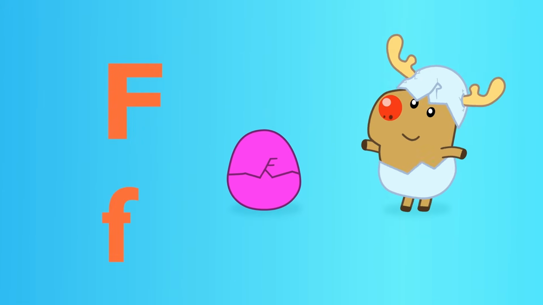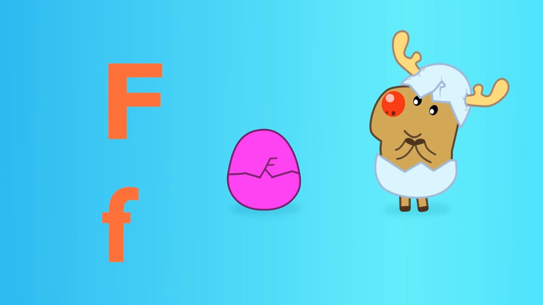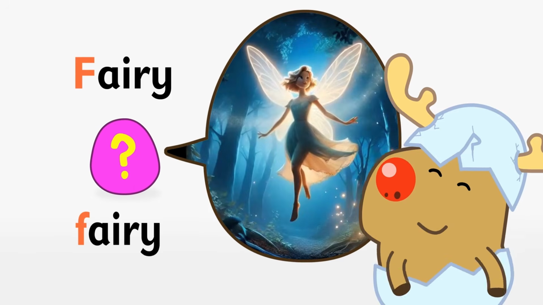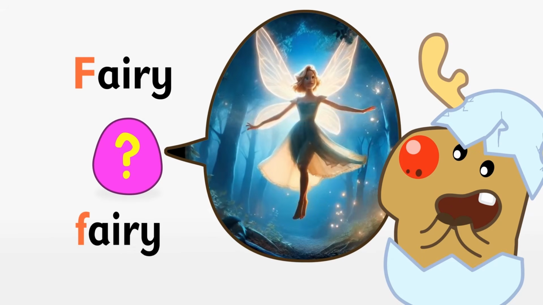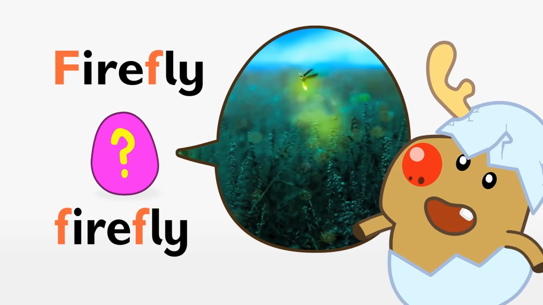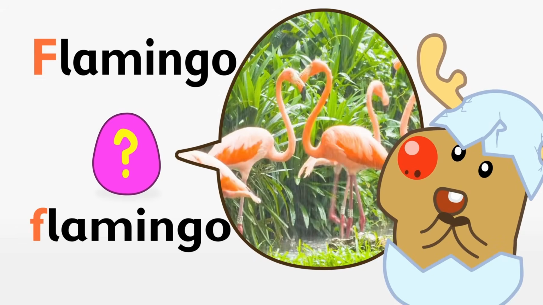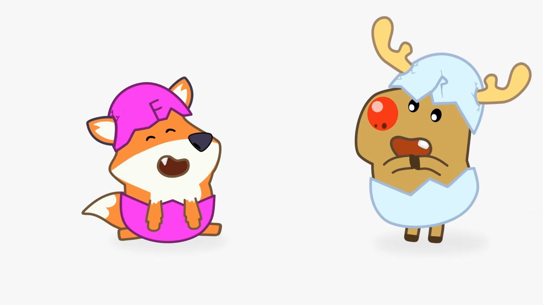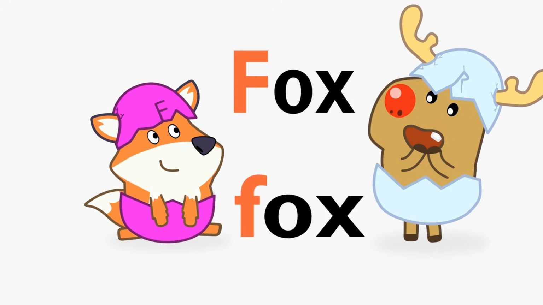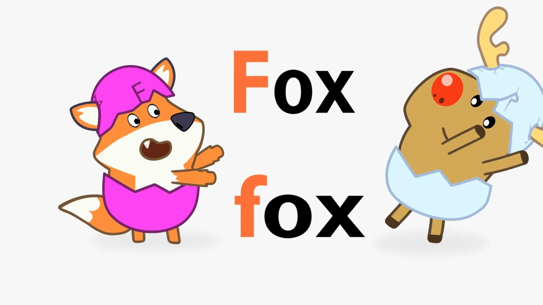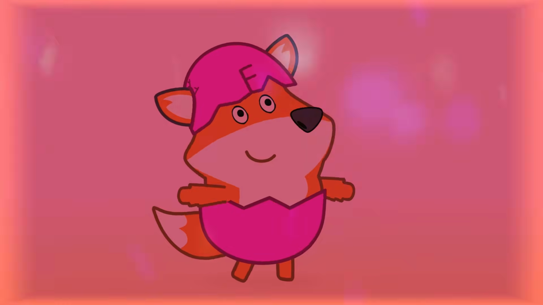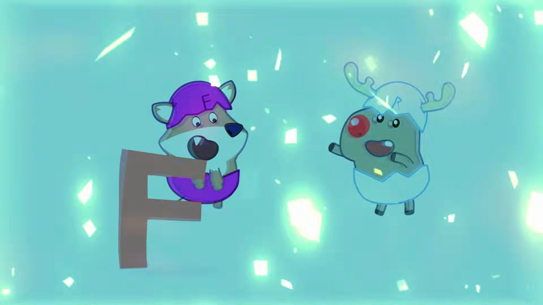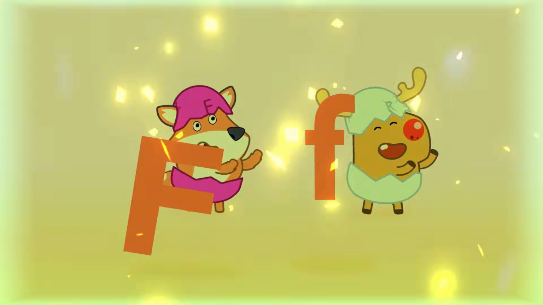Well done. Beggy F is hatching. What can it be? Starting with F. A fairy. Fantastic. A firefly. Fly free. A flamingo. Why not? Wait. It's a fox. F for fox. Welcome, Beggy Fox. Let's play with Beggy Fox.